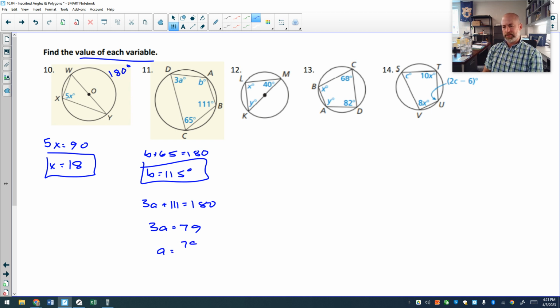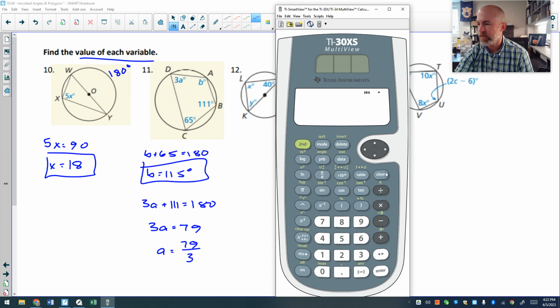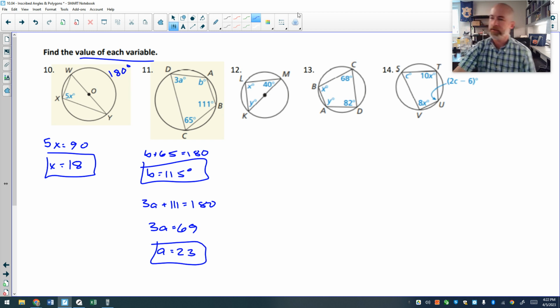That doesn't divide nicely. Did I do that correctly? I'm going to double check my math there because nothing wrong with fractions. I mean, they have feelings. We need to respect fractions. But when I get one, sometimes it kind of makes my lips curl up a little bit. So 180 minus 111. Oh, yeah, that's 69. There's my mistake. Then divide by 3, and 3 divided into that is 23. That's a little bit better. That's why I use a calculator.